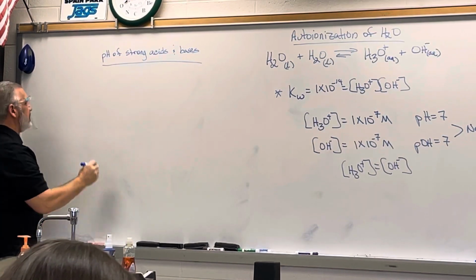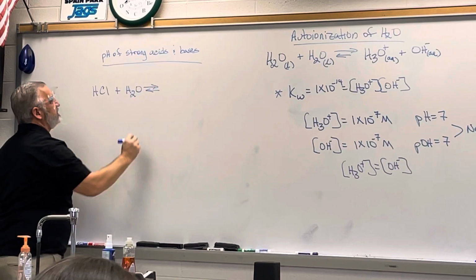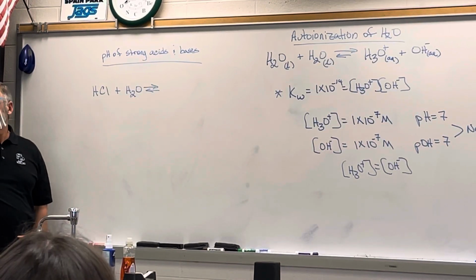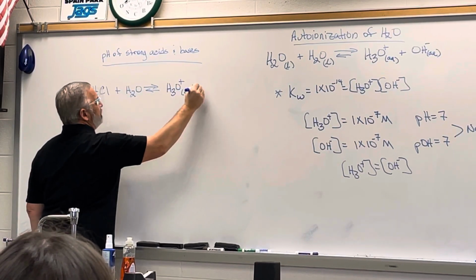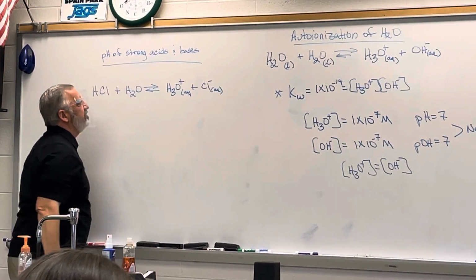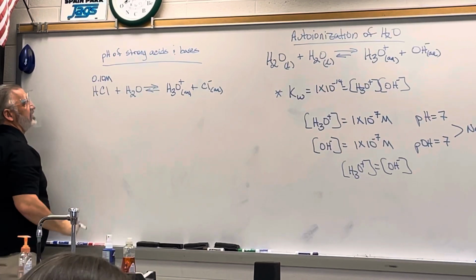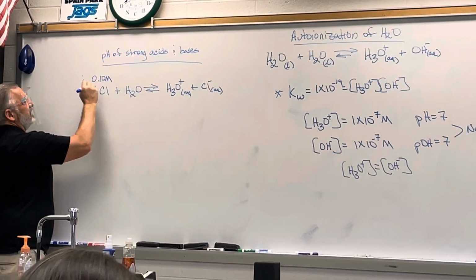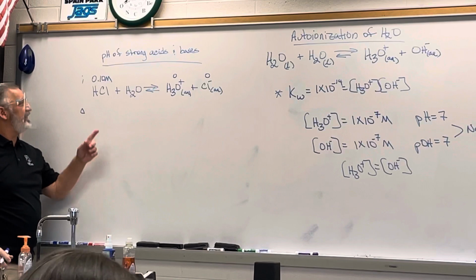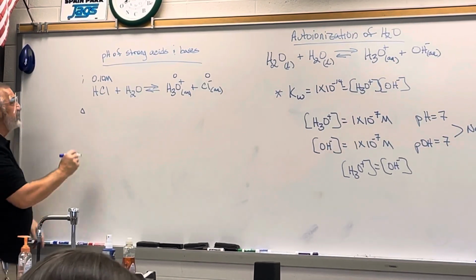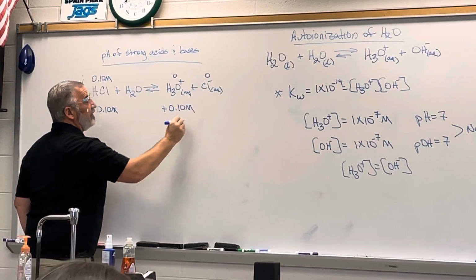Okay? So if I have HCl, I put that into water, what's it going to make? H3O+ and Cl-. So if I put in 0.1 molar of this, initially I have 0 and 0 here. Since it's a strong acid, what does that mean? How much of this is going to react? So it's going to be minus 0.1 molar. So this is going to be plus 0.1 molar, right?